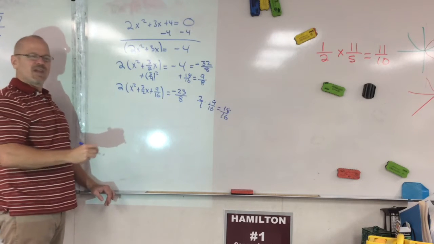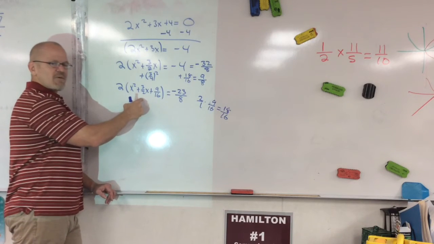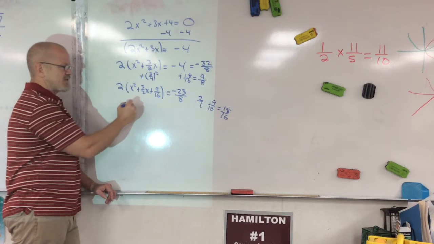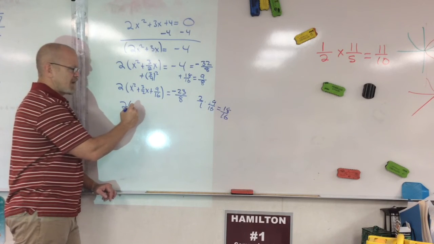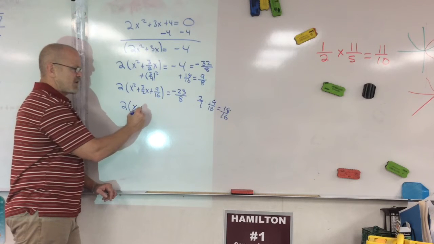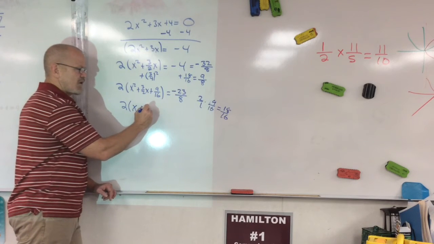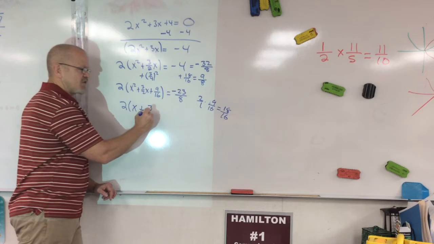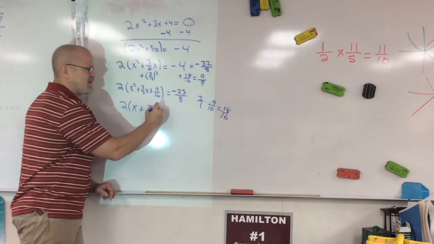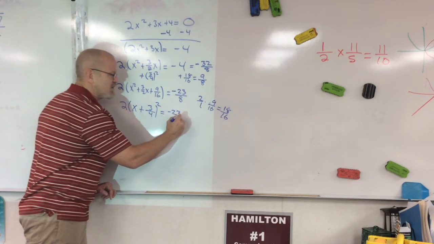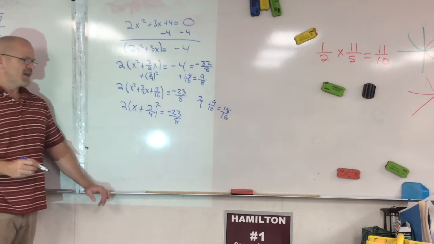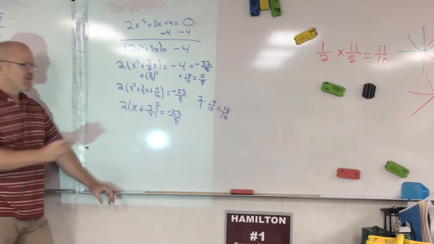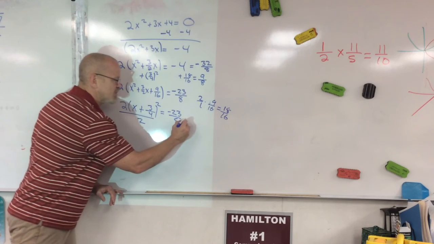I'm going to keep going. I'm going to go ahead and factor this guy right here. That gives me 2. Tell me square root of the first term. x, middle sign, plus, square root of the third term. Square root of 9 is 3, square root of 16 is 4. Fourths. That quantity squared equals -23/8. Woo! Almost there. How do I get rid of 2? Divide by 2, which is the same as multiplying by 1/2.